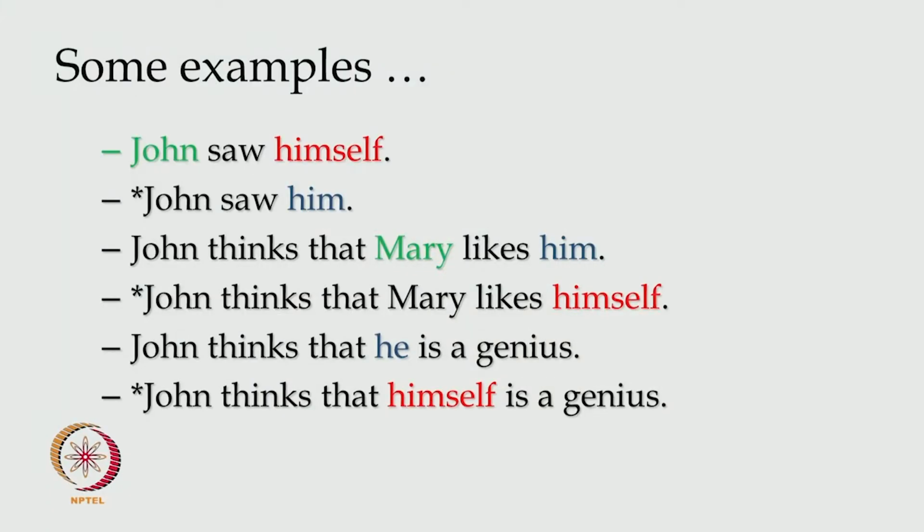Binding theory has three parts. Each part is called principle A, principle B, and principle C. Principle A deals with anaphors, principle B deals with pronouns, and principle C deals with R expressions. The A in principle A has nothing to do with anaphor; it's just in a particular order: principle A for anaphors, principle B for pronouns, principle C for R expressions. Okay. We saw these examples where we know John is an R expression, himself is a reflexive, him is a pronoun. Okay.